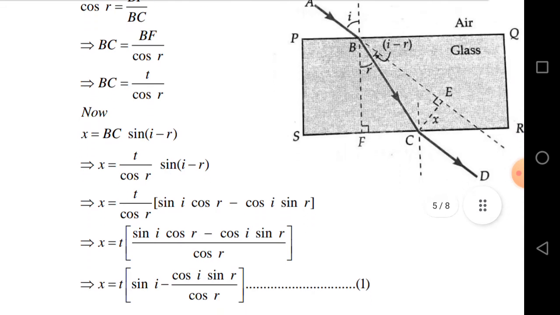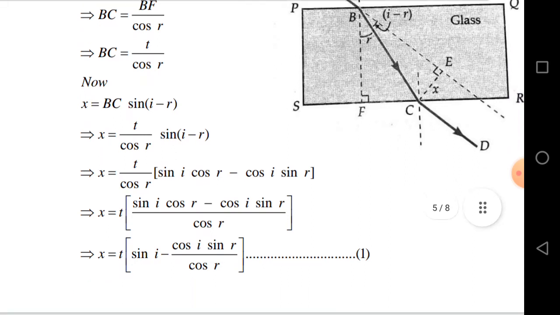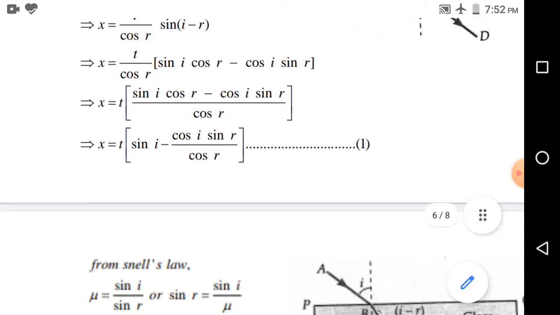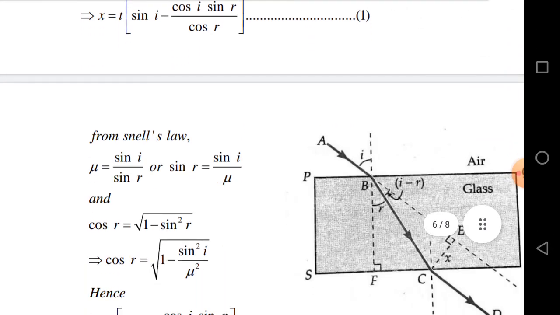Then X equals T by cos r into (sin i cos r minus cos i sin r). It is the sin(A minus B) formula. Taking cos r inside the bracket and dividing throughout, we get X equals T into (sin i cos r minus cos i sin r) by cos r. Then cos r cancels in the first term, and we get X equals T into (sin i minus cos i sin r by cos r). After that, from Snell's law, we know that mu equals sin i by sin r.